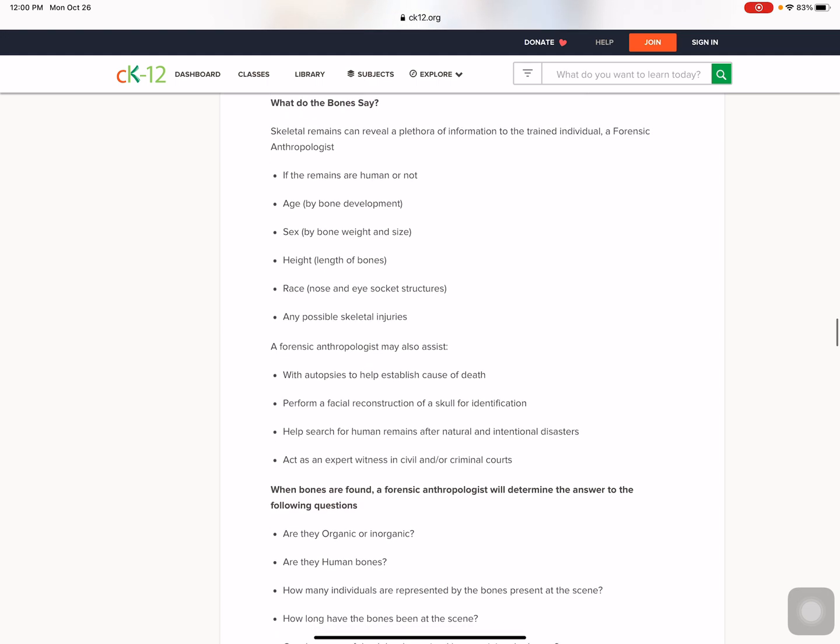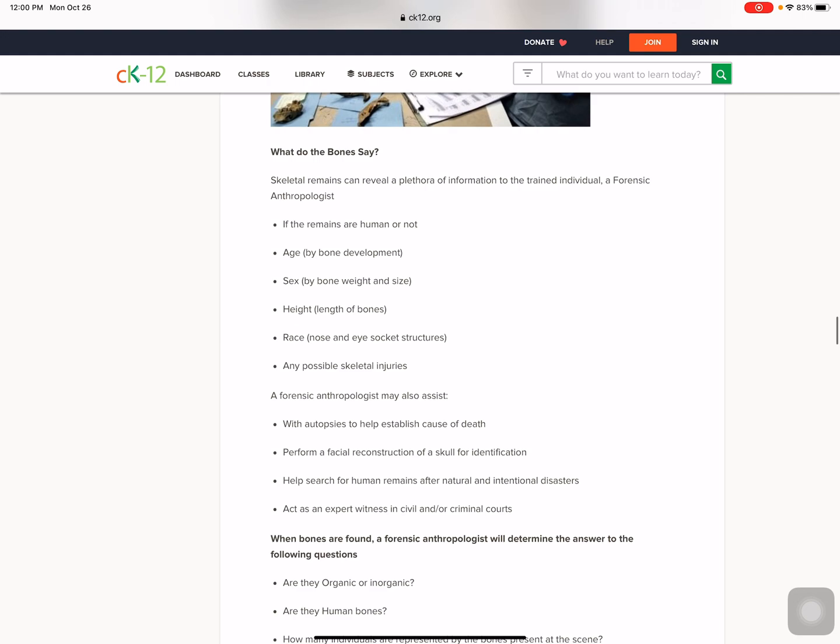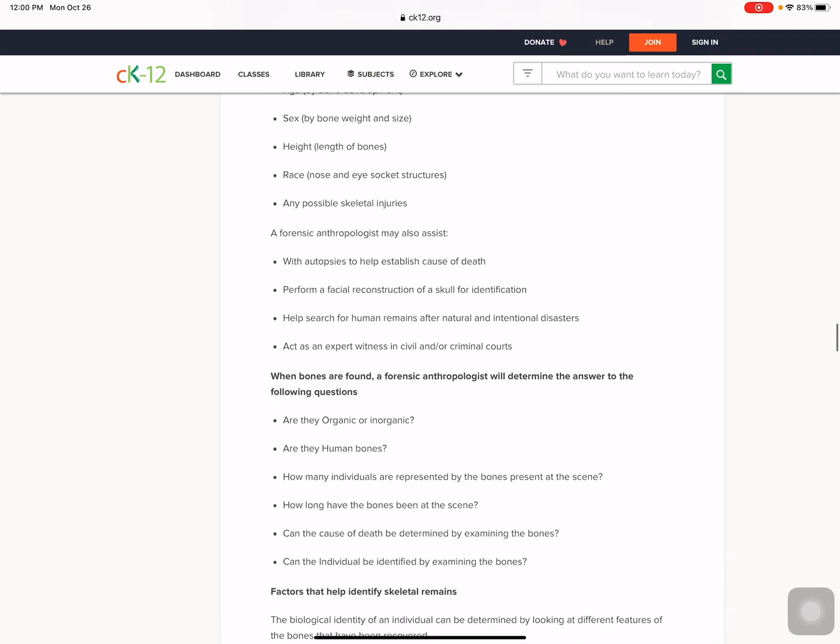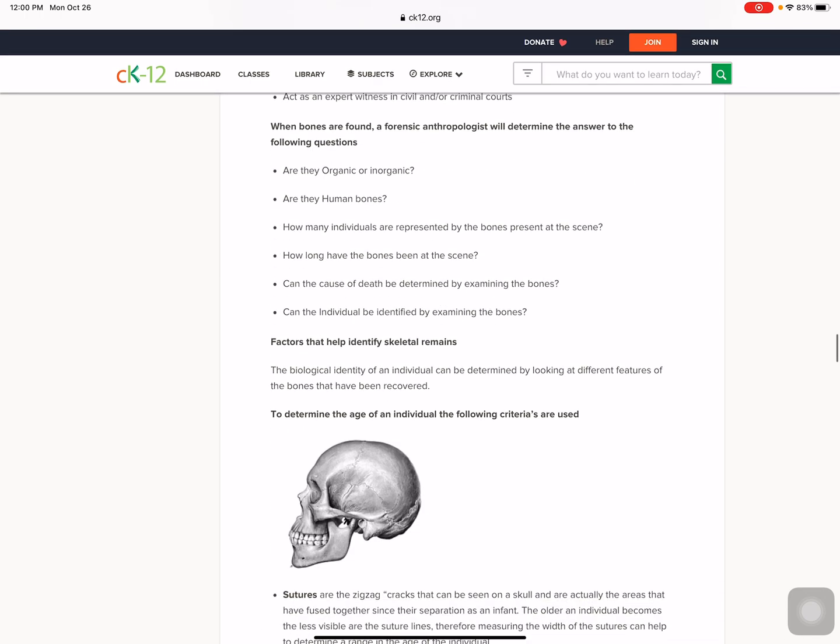So look over the rest of this information here about what anthropologists can do, how they can assist with autopsies, and we've learned a little bit about what the bones can say as far as the age, the sex, sometimes race, and definitely can see skeletal injuries. There's been a knee replacement, things like that. You might be able to tell if there's been healing of bone fractures and things like that. And checking records of someone, then it can help ID.